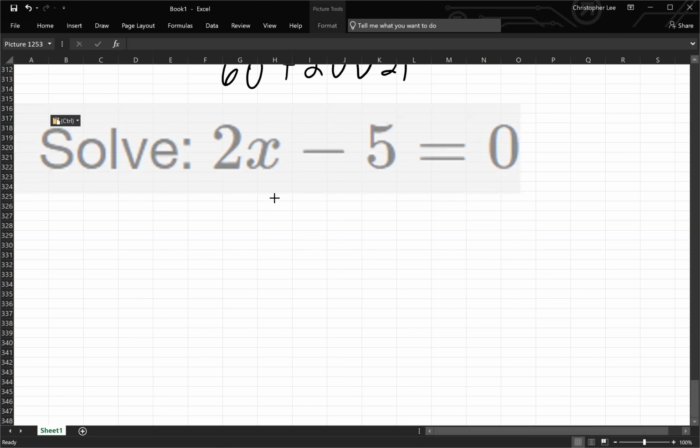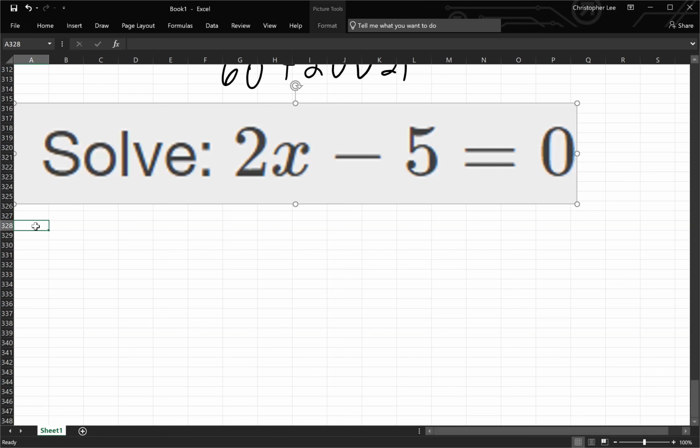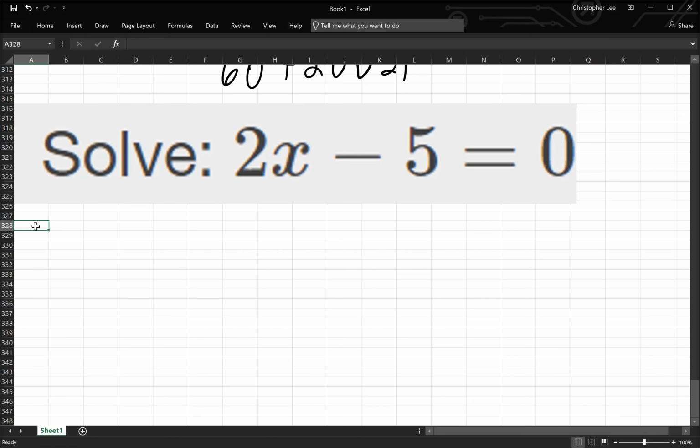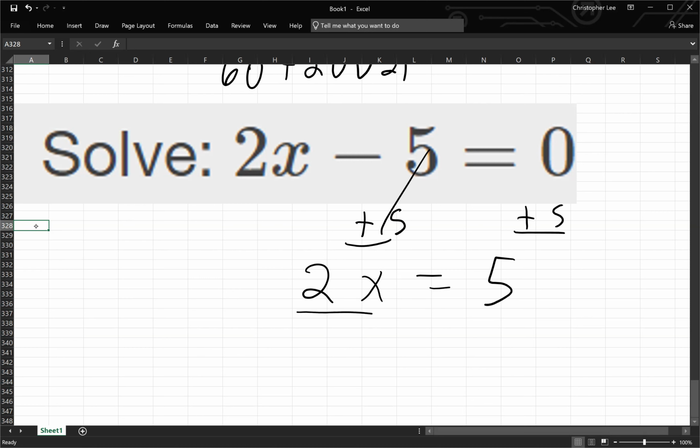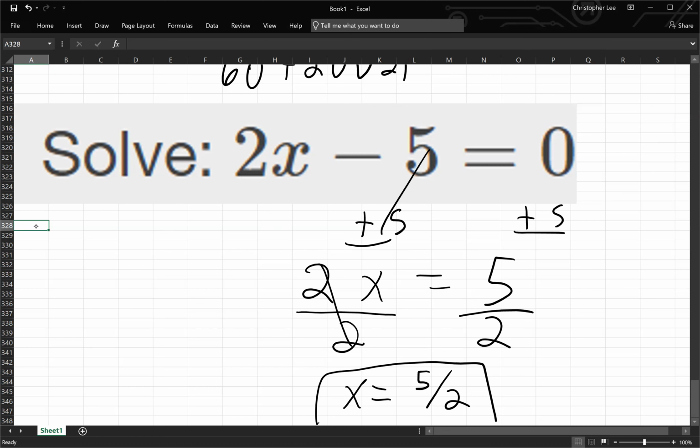All right, real quick though, help me out with this. How do I do this again? Forgot. What do I do here? I just want to solve for x. Add 5 on both sides. Very good. So I have 2x is equal to 5 now. What do I do after that? Exactly. Divide by 2 on both sides. So we have x is equal to 5 over 2. Very good.